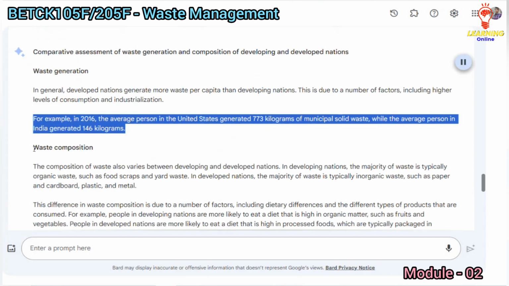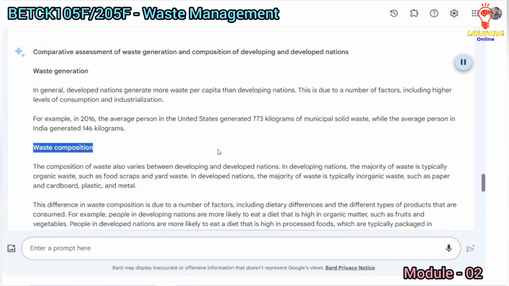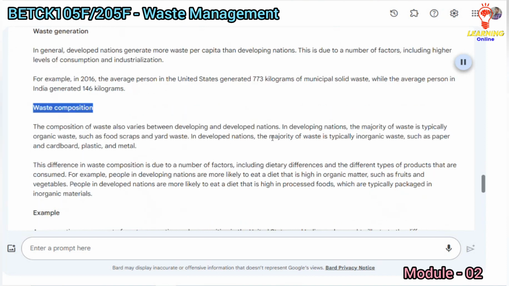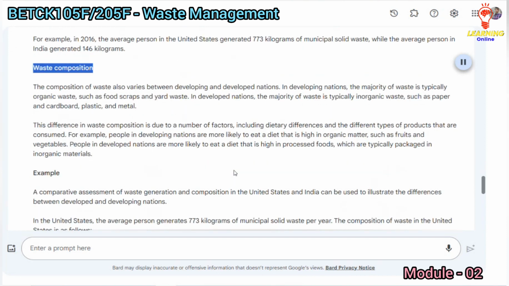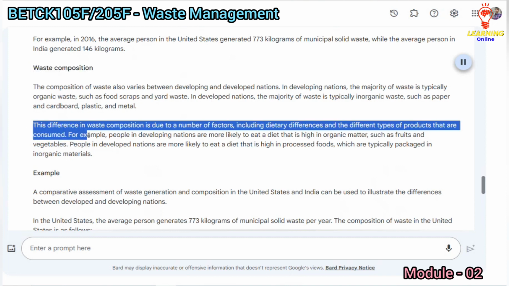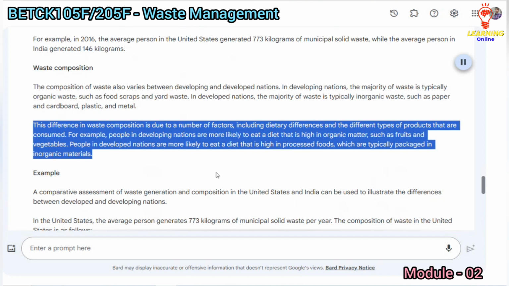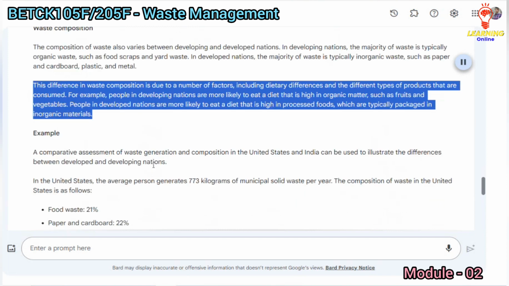Waste composition: the composition of waste also varies between developing and developed nations. In developing nations, the majority of waste is typically organic waste, such as food scraps and yard waste. In developed nations, the majority of waste is typically inorganic waste, such as paper and cardboard, plastic, and metal. This difference in waste composition is due to a number of factors, including dietary differences and the different types of products that are consumed. For example, people in developing nations are more likely to eat a diet that is high in organic matter, such as fruits and vegetables.